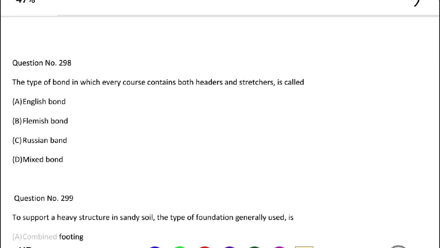Next question, the type of bond in which every course contains both header and stretcher is called option A English bond, option B Flemish bond, option C Russian bond, option D mixed bond. The correct answer is option B Flemish bond.